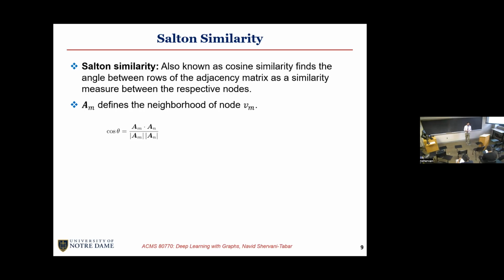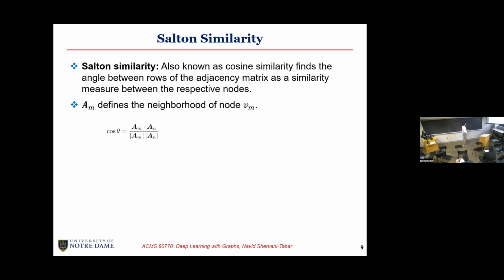So the angle between two vectors, if it is 0, it means that those two vectors are overlapping. So those two nodes, the corresponding nodes, will be similar. And if the angle between them is large, they're going to be dissimilar. So the cosine of that angle is a good measure, because if the angle is 0, it's going to give us 1, and basically the other way around.